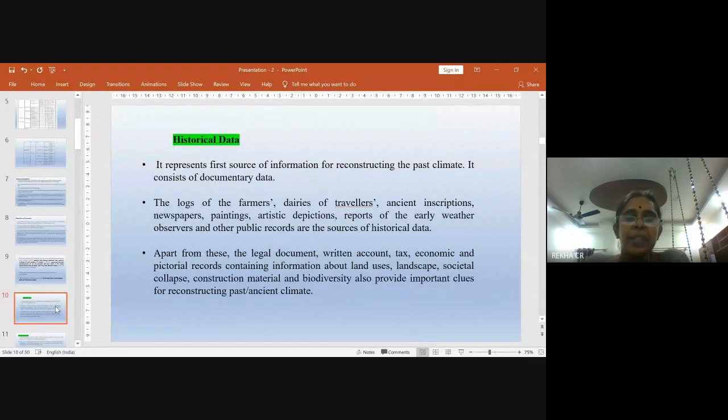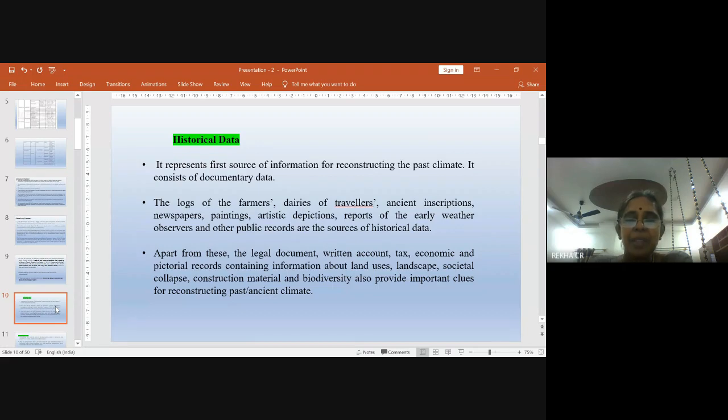Historical data represents the first source of information for reconstructing the past climate. It consists of documentary data. The logs of the farmers, diaries of the travelers, ancient inscriptions, newspapers, paintings, artifacts, the reports of the early weather, and other public records are the main sources of the historical data.